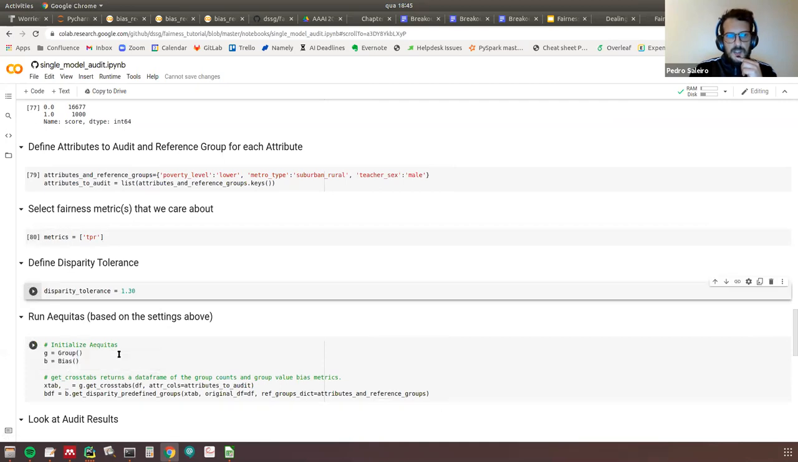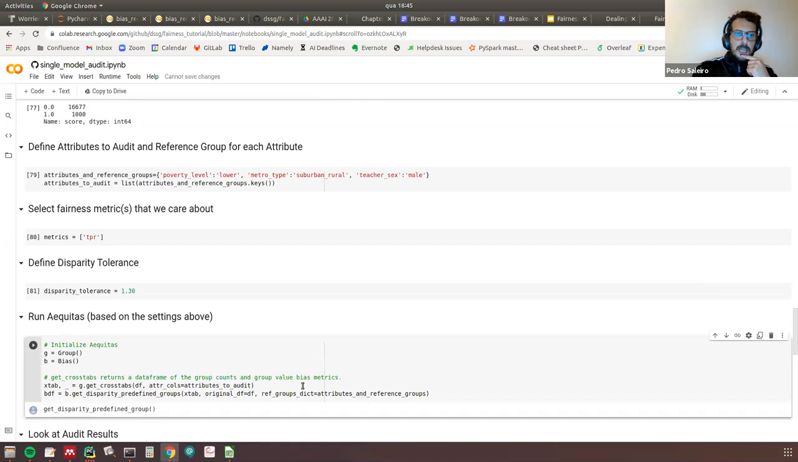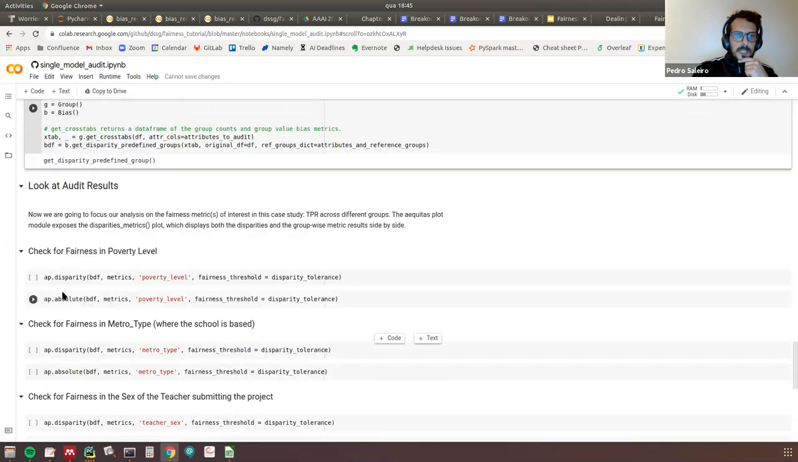And then this is running the audit itself. Two main methods, as Ray was saying. One is just creating a cross tab, a confusion matrix, for each group. And then the second part is just calculating the disparities based on the reference groups that we pass as a dictionary. And now we've added it. And now we can run the visualizations that the tool supports.